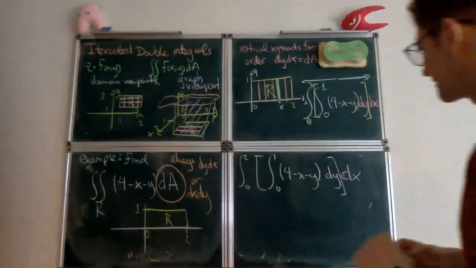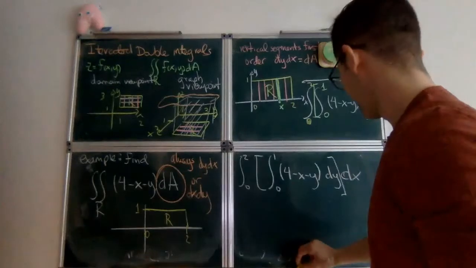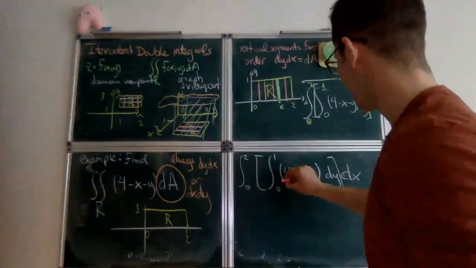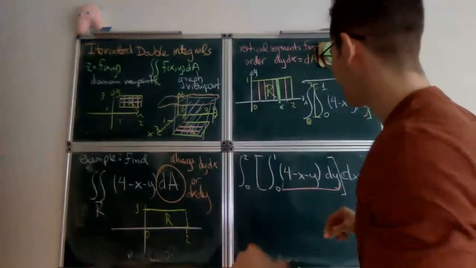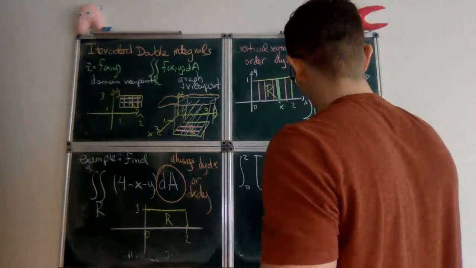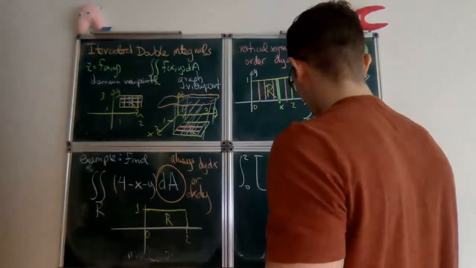Well, again, what this is saying is that in this first integral, x is treated as a constant, right? So again, think of this as a partial integral. So x is constant. So how would you integrate this?